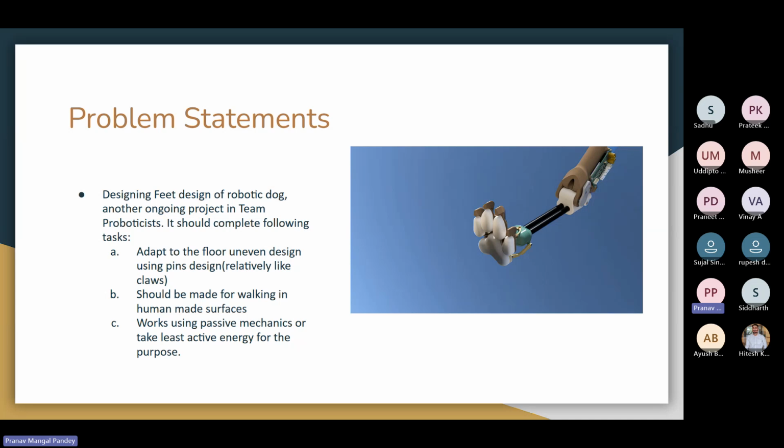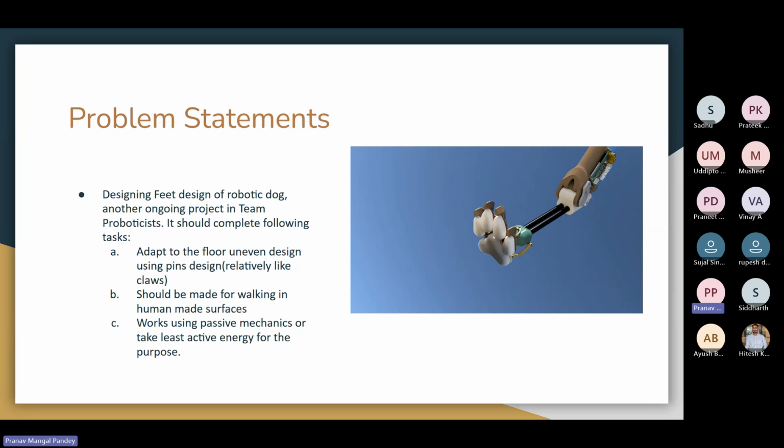It should be made keeping in mind that it is going to be used on human-made surfaces, and mostly it will be using passive mechanics, or if you are using some batteries and actuators, it should use the least amount of energy.